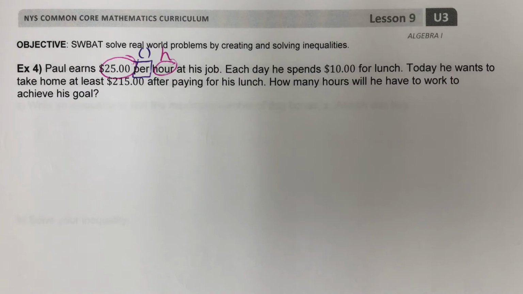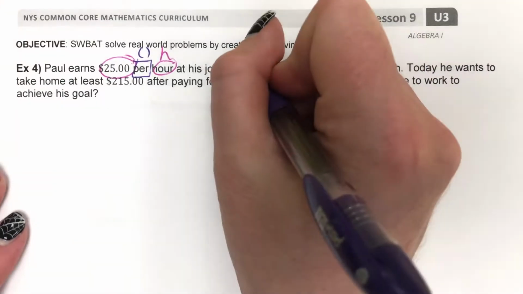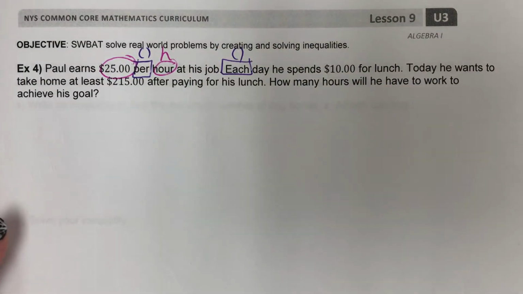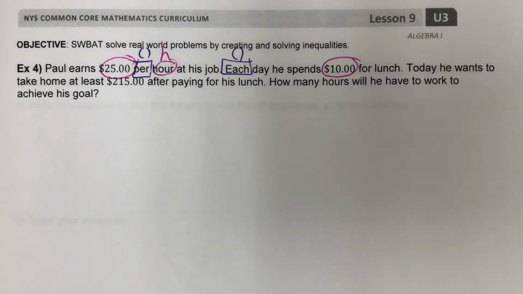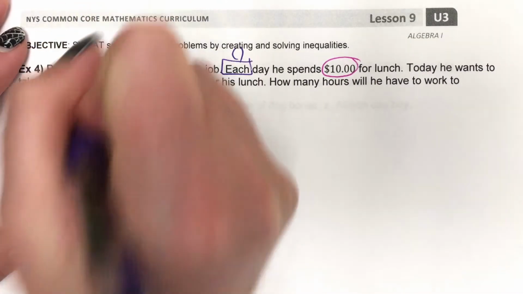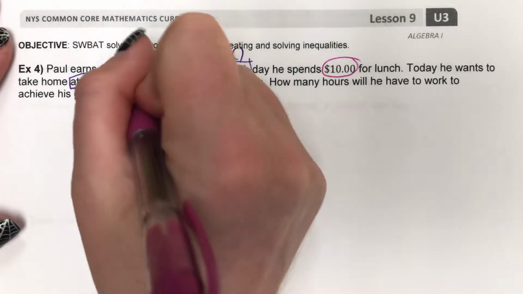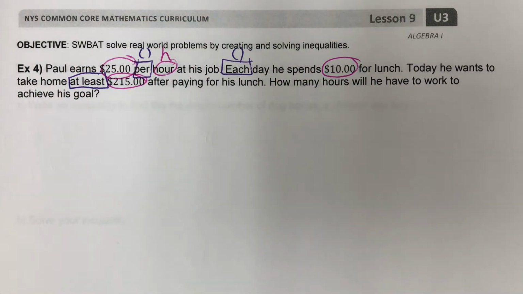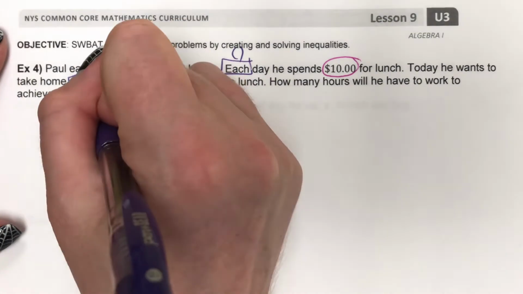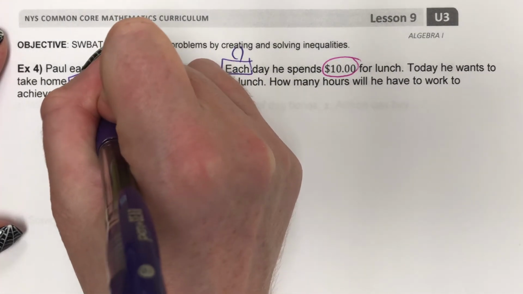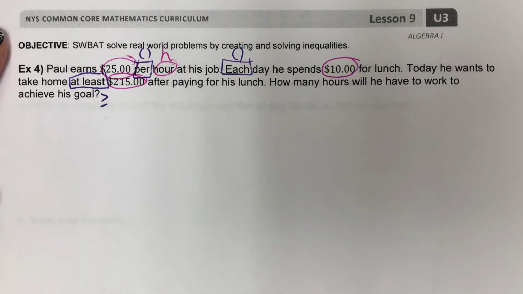Each day, again, each is a multiplication word. Each day, he spends $10 for lunch. Today, he wants to take home at least $215. So if that's the least amount of money that he can take home, I know that inequality has to be the greater than or equal to one, okay? And I'll explain this at the end.